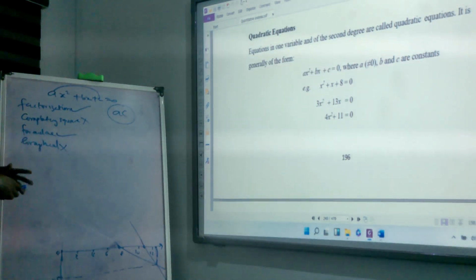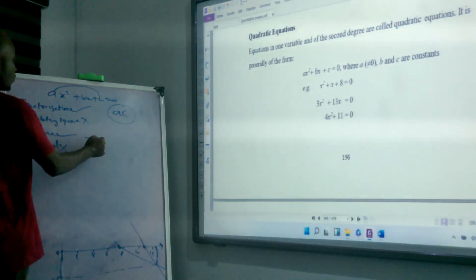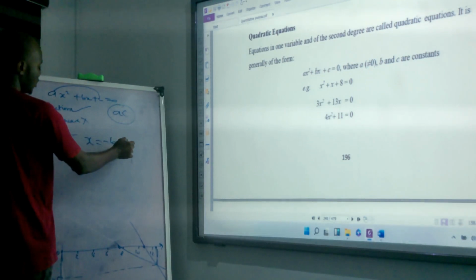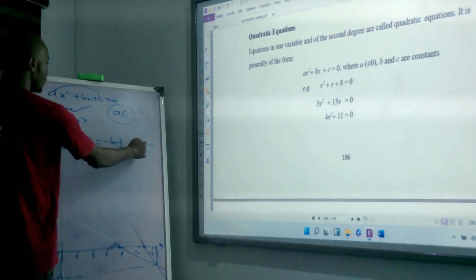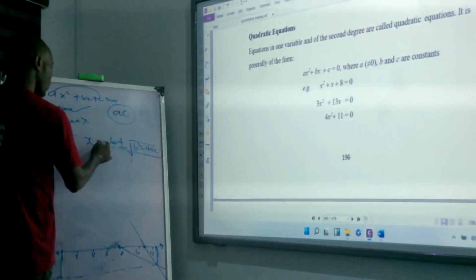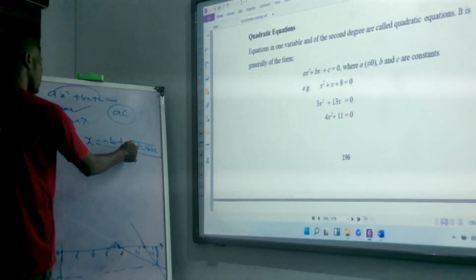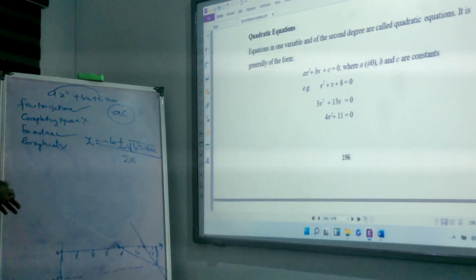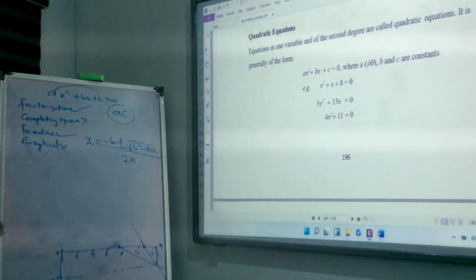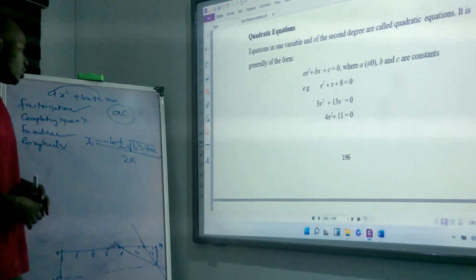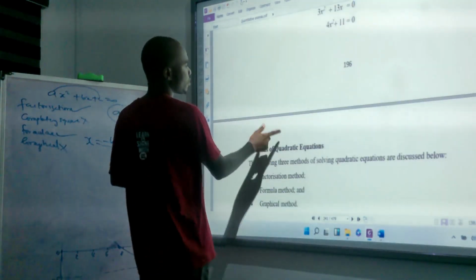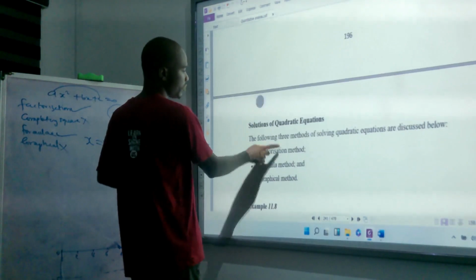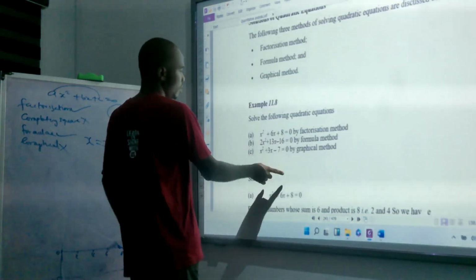But in the formula method, to solve for x, we use this formula, called the almighty formula: x equals minus b plus or minus the square root of b squared minus 4ac, over 2a. You will obtain your x using the formula. So that is how we work with the two methods. So let's take an example. Let's see whether we can actually pick an example together.